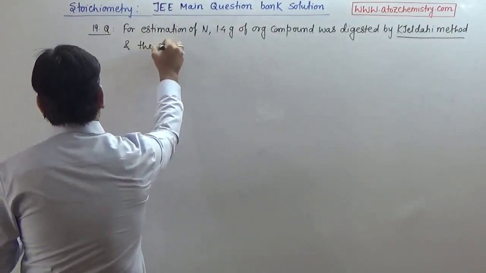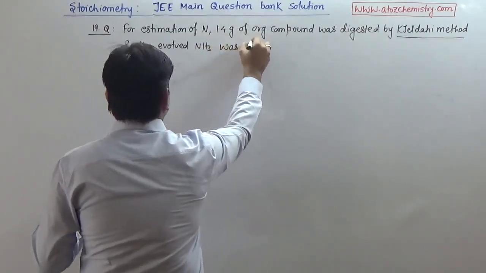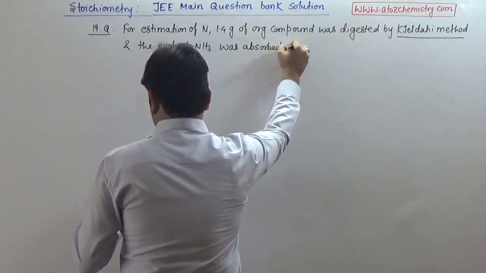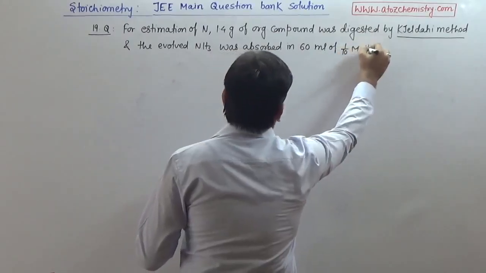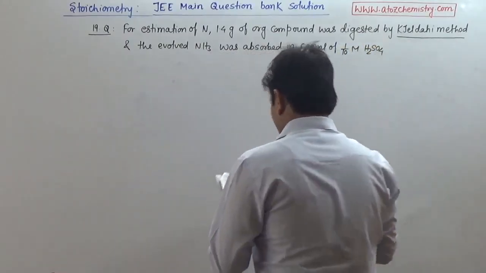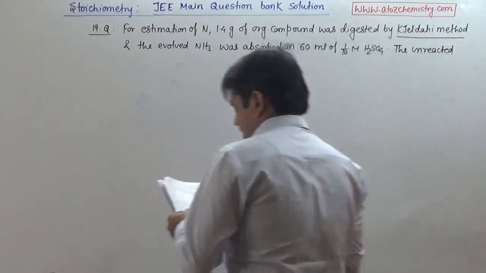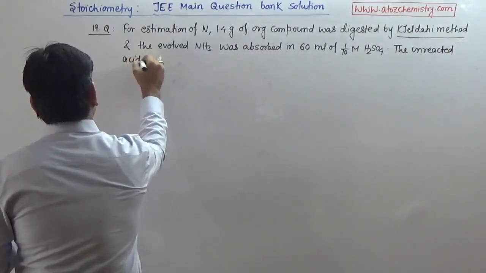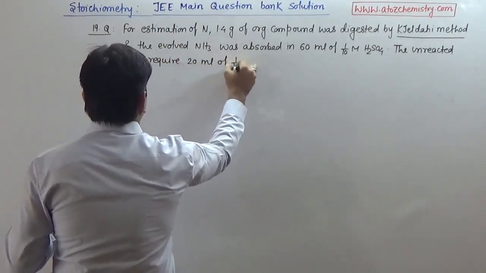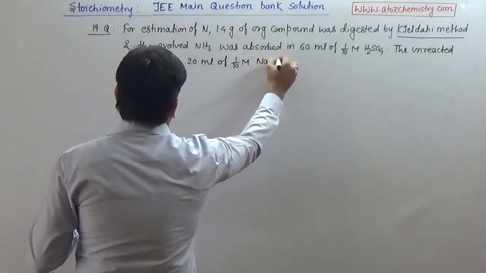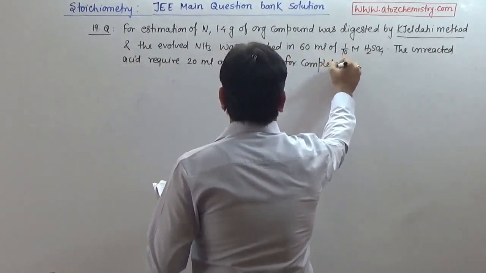And the evolved ammonia was absorbed in 60 milliliter of 1/10 M H2SO4. The unreacted acid required 20 milliliter of 1/10 M NaOH for complete neutralization.